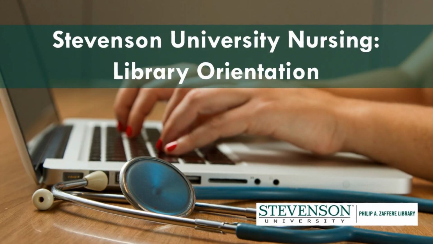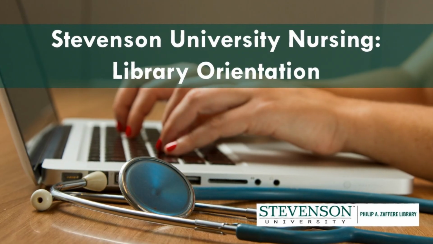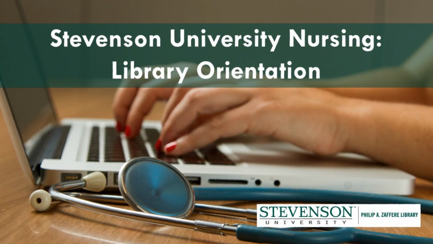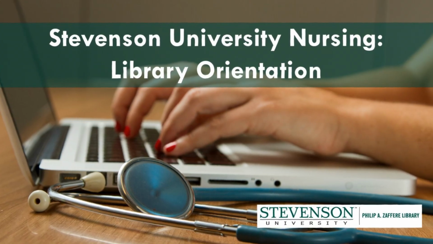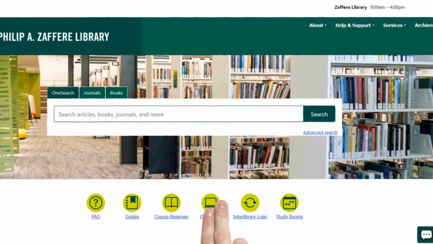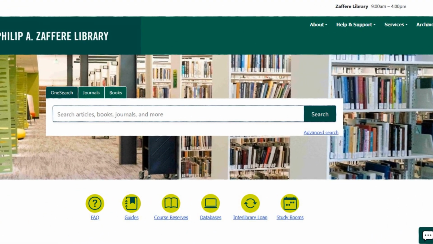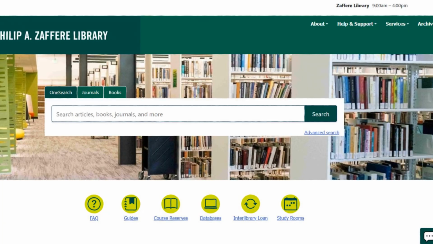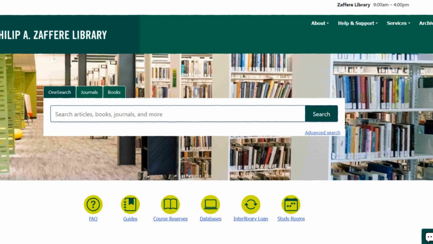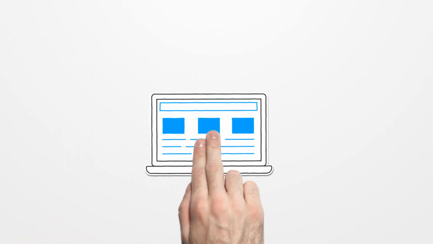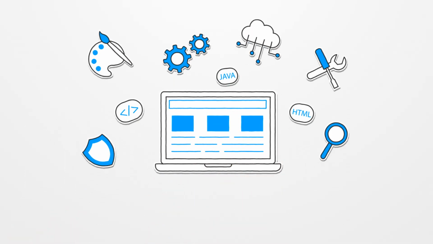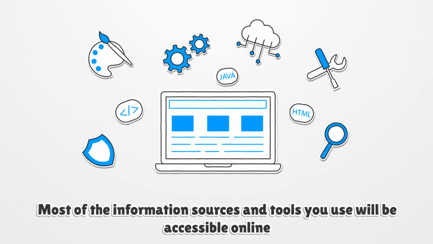This 6-minute orientation will give you an overview of some of the resources commonly used by nursing students. Whether your classes are online or in person, research usually starts at the library's website, located at library.stevenson.edu. Our website is the gateway to books, articles, research guides, citation tools, and more.